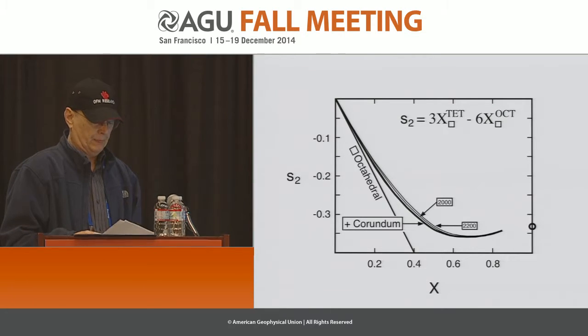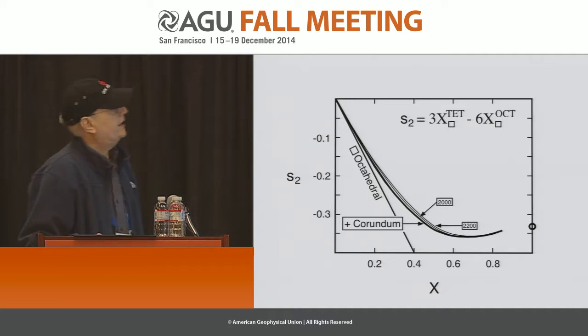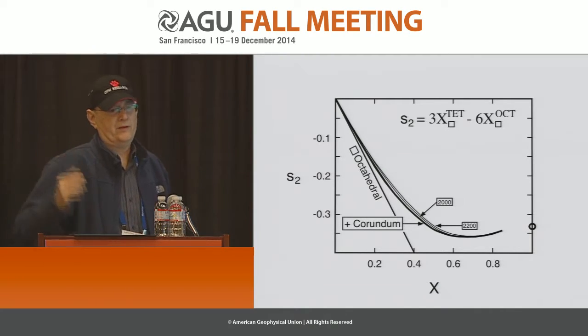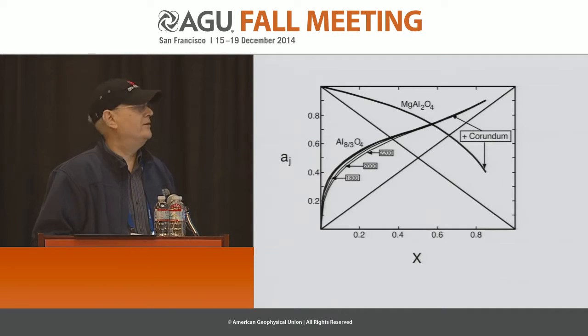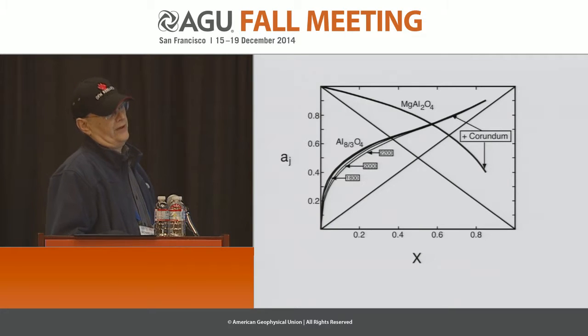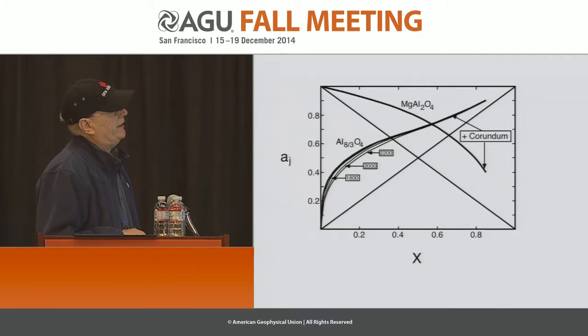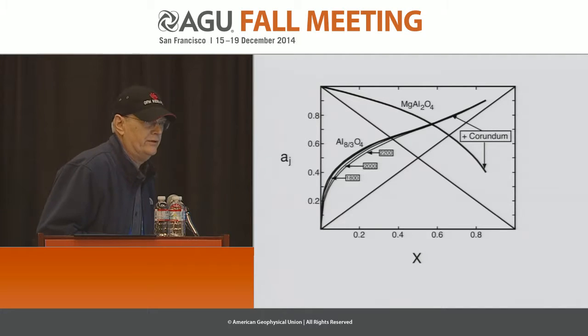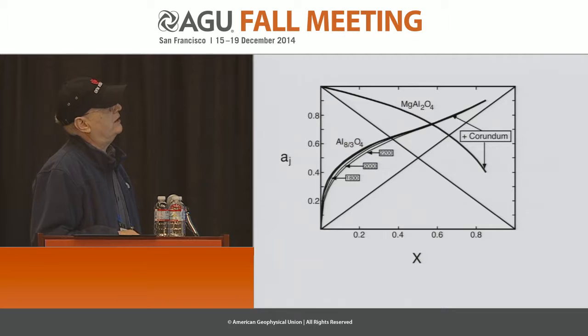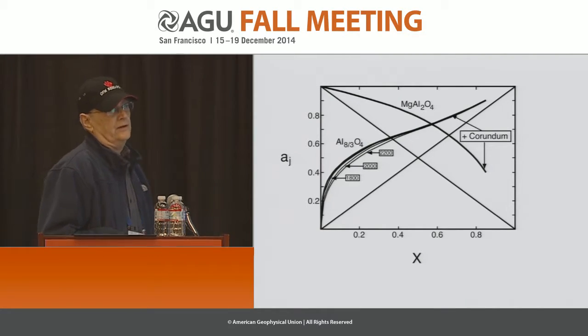Okay, so when you get done with all this, you think, well, there's all this ordering going on. Things are going to be really complicated, right? I mean, that's what everybody tells you all the time. Well, in the end, no. It turns out the activity-composition relations for magnesium aluminate are virtually independent of temperature. I mean, there's some temperature dependence, but that's all subsumed within the scale of this diagram with this fat curve for corundum saturation. And there's less of a dependence of activity on temperature, or there is some, for the alumina component. And that's kind of nice.